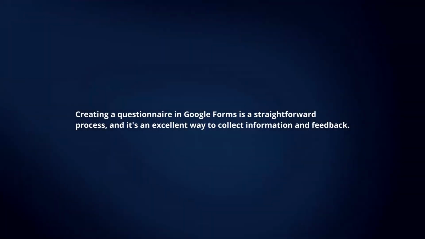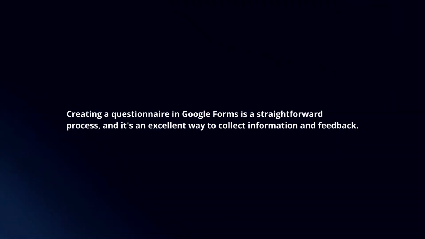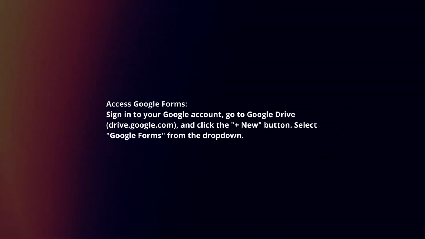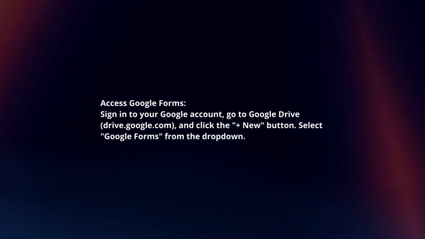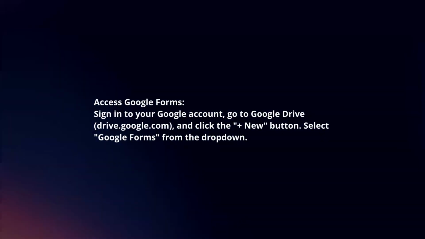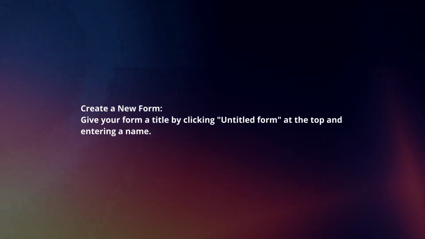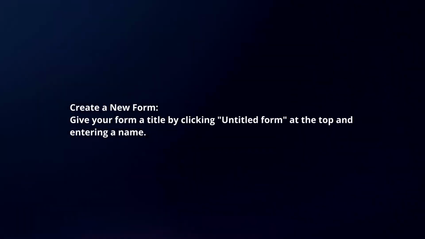Creating a questionnaire in Google Forms is a straightforward process, and it's an excellent way to collect information and feedback. Here's a concise guide. Access Google Forms. Sign into your Google account, go to Google Drive and click the plus new button. Select Google Forms from the drop-down. Create a new form. Give your form a title by clicking Untitled Form at the top and entering a name.